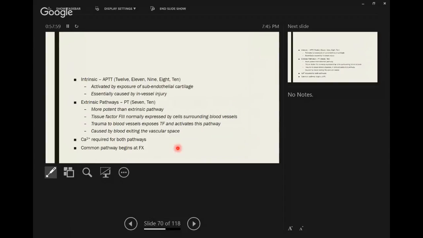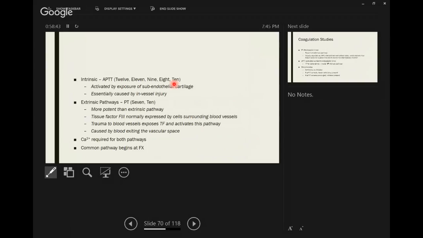The intrinsic pathway is measured by your APTT, and I like the way that you remember the first letter of the next one by the last letter of the first one. So 12, 11, 9, 8, 10. I'm sure you get that. It's activated by exposure to the subendothelial collagen, so it's caused by in-vessel injury. Just to go through that, E and 11, N and 9, E and 8, T and 10 seem to blow a few people's minds.